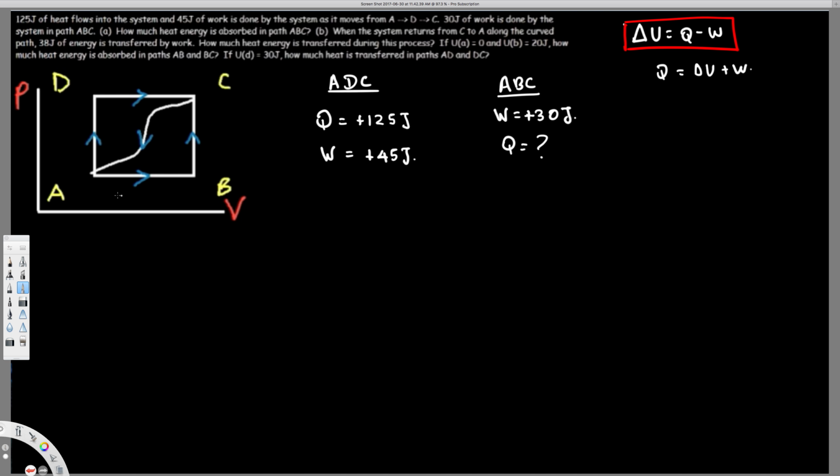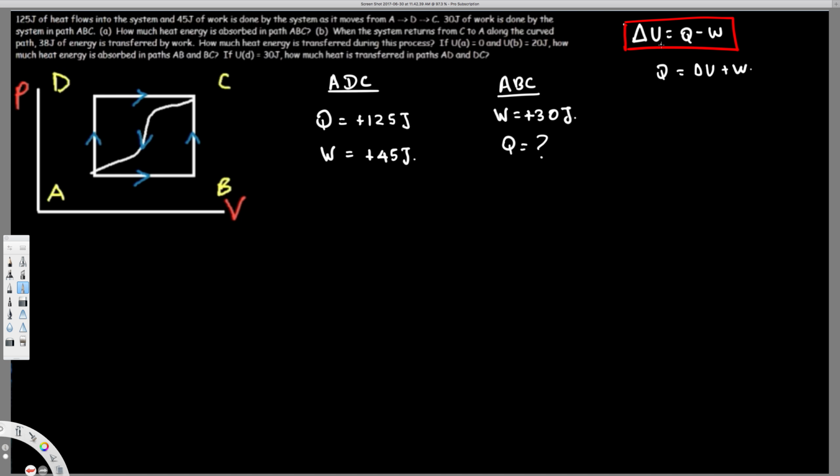The thing is, delta U doesn't depend on the path. If you move from here to here or here to here, it just depends on the final state. ADC, you will get the same delta U. ABC, you will get the same delta U. Or if you go through this, it's going to be the same delta U. It's independent of the path, right? So if I calculate the delta U for ADC, that's going to be the same as ABC because both are going from A to C. So let's calculate this delta U and find the answer.